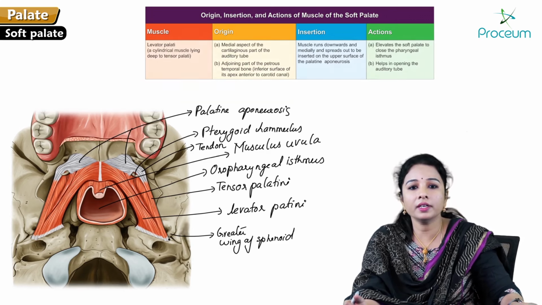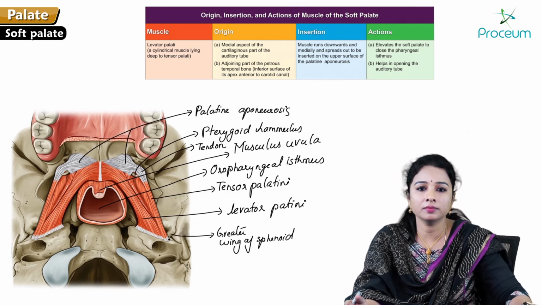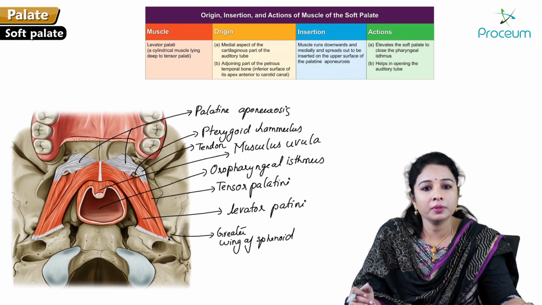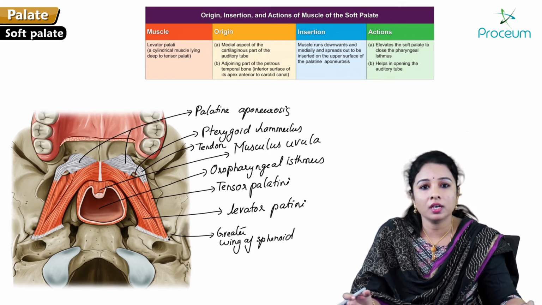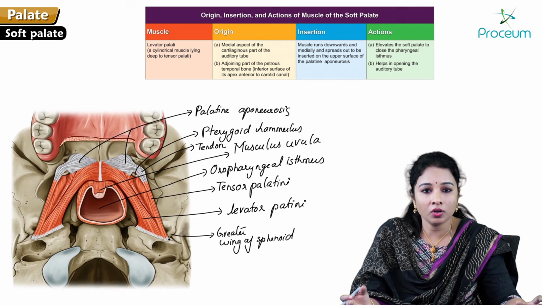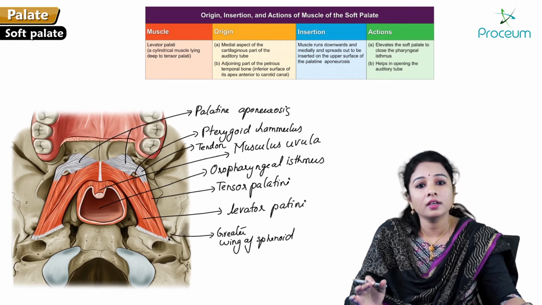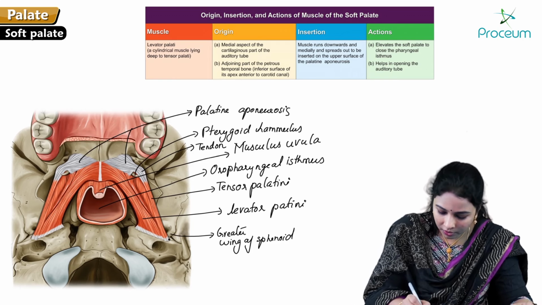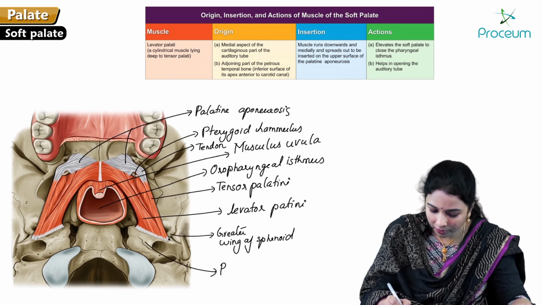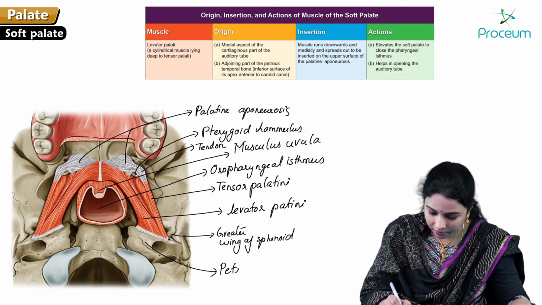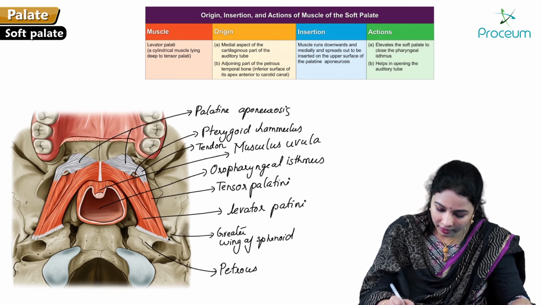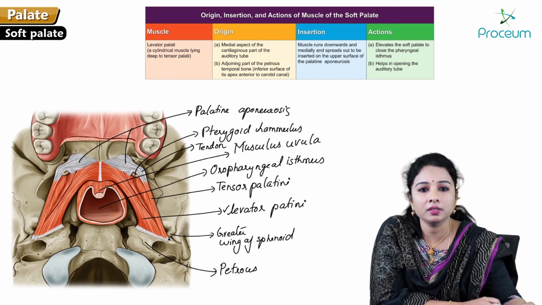Next, about the levator veli palatini muscle. Levator veli palatini gains its origin from the medial aspect of the cartilaginous end of auditory tube and also from the adjoining part of petrous part of temporal bone. So this is the petrous part of temporal bone. And here is the levator veli palatini muscle.